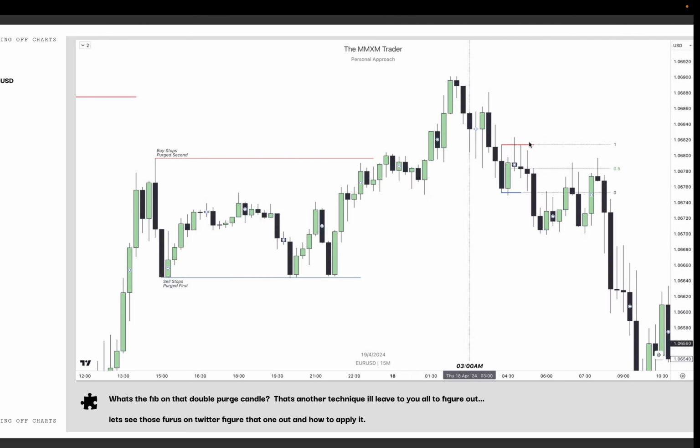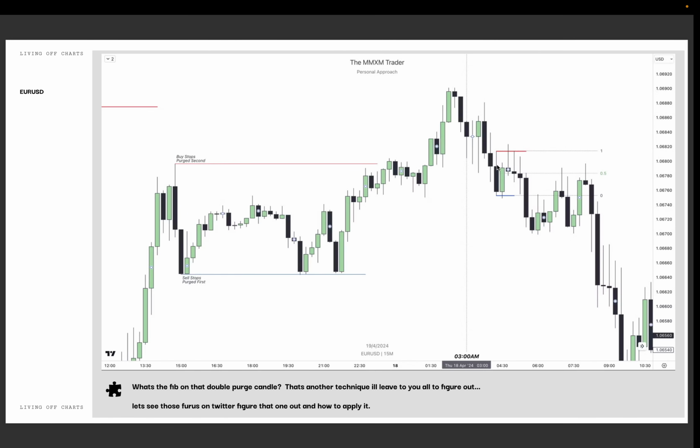And I've slapped a fib on this because there's a very specific technique here. And I'm not going to elaborate on this, but it forms at specific times and within a specific structure. So I'm going to leave this one here and look at the respect of the bodies there to the fools who think they know anything about the double purge. Let's see if they can figure it out. If they don't, I'll reveal it to you guys in due time. And then massive sell-off here.